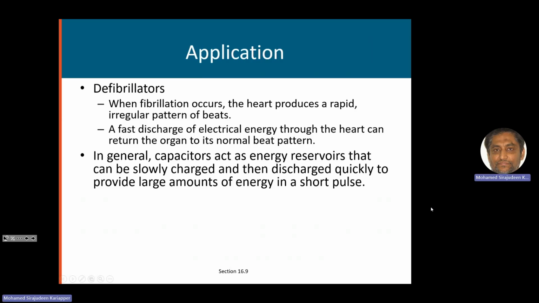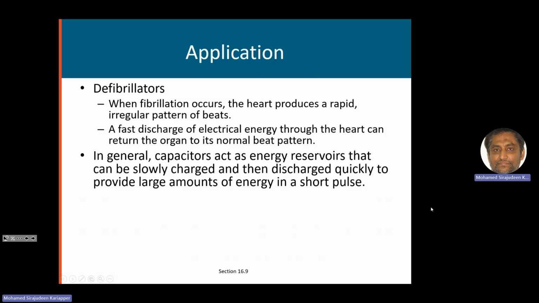Some applications again. So we know that a capacitor can store energy. And we saw one of the applications, the camera flash. Now another one is called the defibrillators that's used in the hospital. So there are some patients whose heartbeat is not a regular pattern. So such patients, you can have an electric discharge from the capacitor which has been charged slowly and it is being discharged, and the electric energy through the heart can return this heart to its normal beat pattern. So one application.